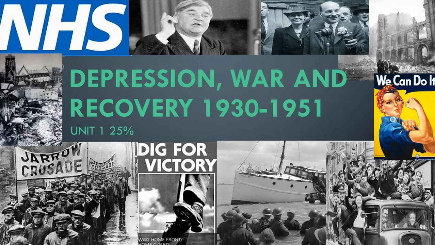depression and poverty. We then move on to look at the Second World War and how people coped on the home front with that. So we look at campaigns like the Dig for Victory campaign and the Spitfire campaigns. We look at how people kept morale up during this time. We look at the Blitz and the bombing of British cities, in particular Swansea.